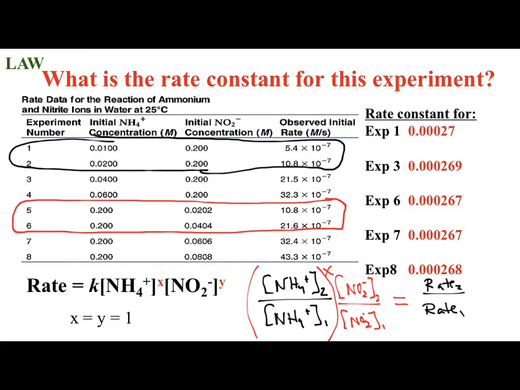How did we figure that out? We took the nitrite concentration of experiment 6 and divided it by the nitrite concentration of experiment 1. Got 2. Okay? We then also went through and compared it with our rate. Very similar setup as we had set up here. Okay? And technically we've got our y in there.